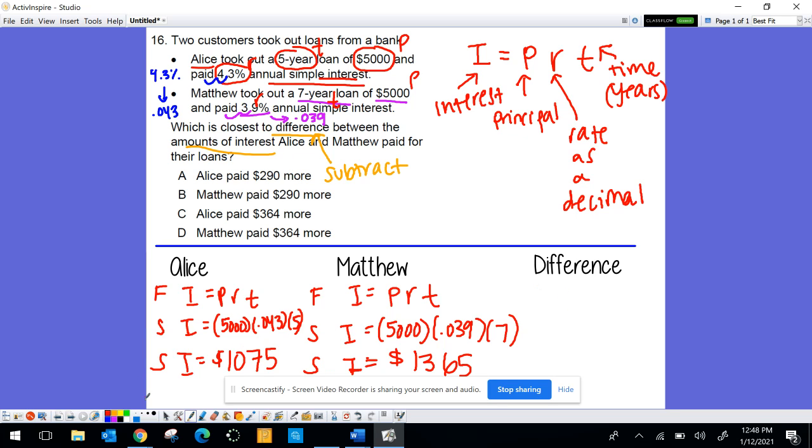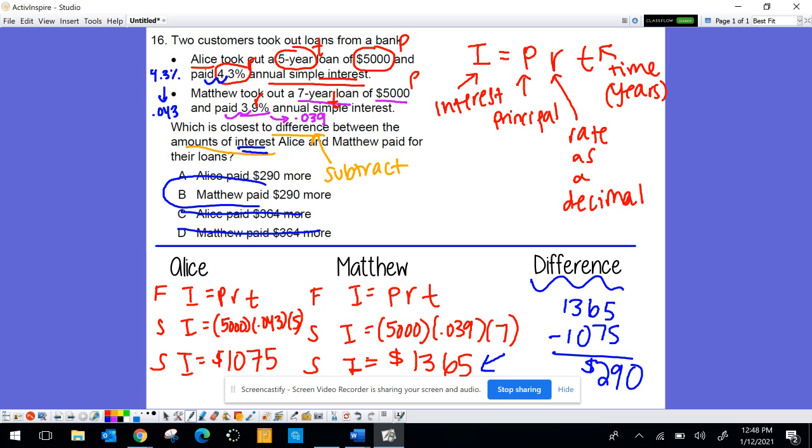$1,365. Now we want to find the difference between Matthew and Alice, so we're going to subtract both. And when we subtract, we get $290 difference. So we can eliminate C and D. However, amounts of interest paid, it looks like Matthew paid more money. So Matthew paid $290 more than Alice.